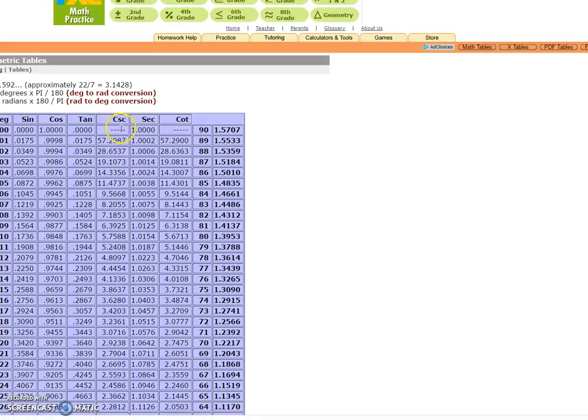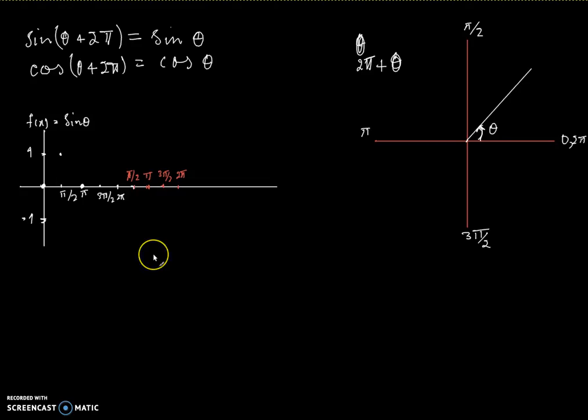Trigonometric table. So let's do a simple table and find out all the values for sine from 0 to 2 pi. So this is theta and this is sine theta, let's say.